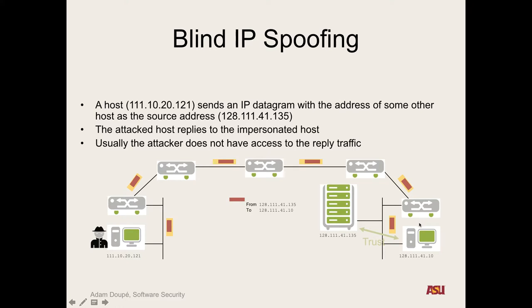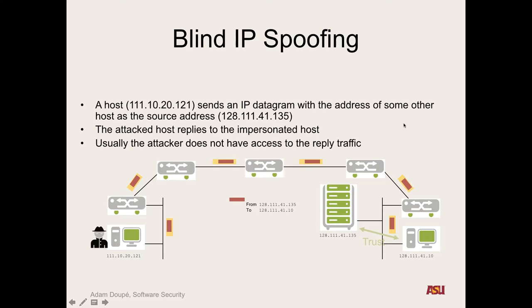Another defense: when .10 receives the IP packet, it could look at the MAC address and say, hey, this is coming from the gateway and not from 135. That's strange, maybe I shouldn't trust this packet. Honestly, they don't do that by default either. So this just relies on the basic routing protocol to be able to do this.